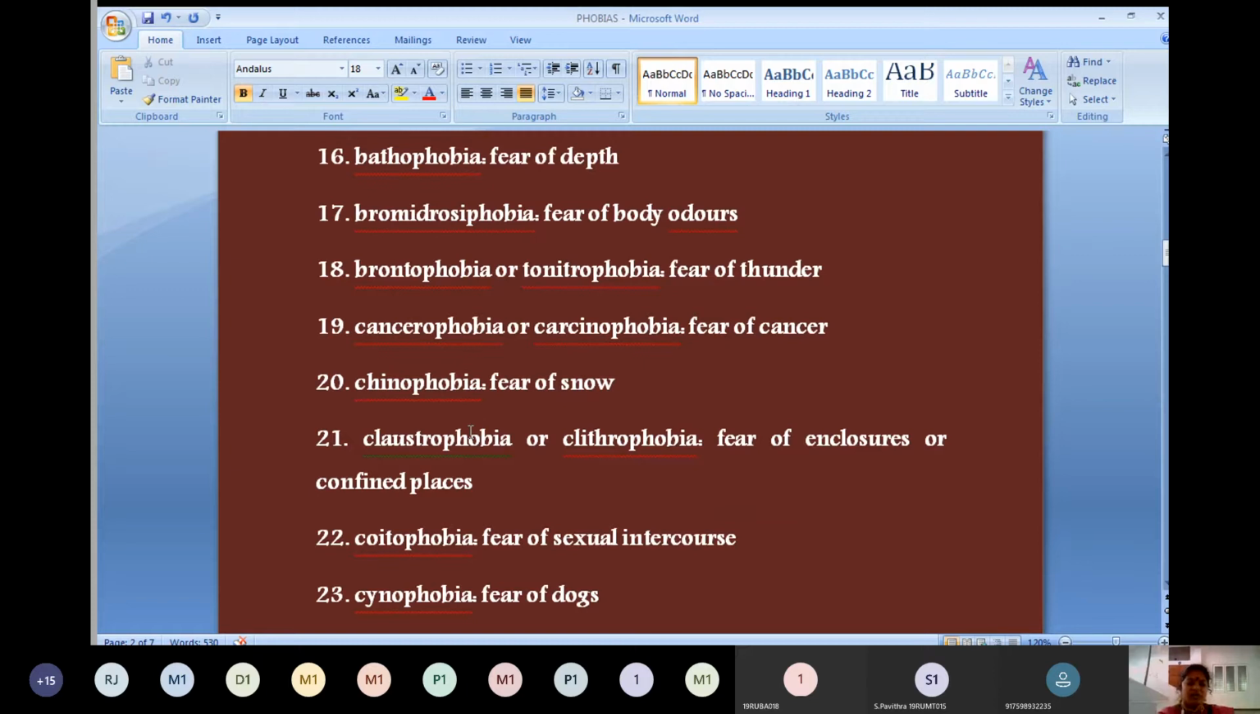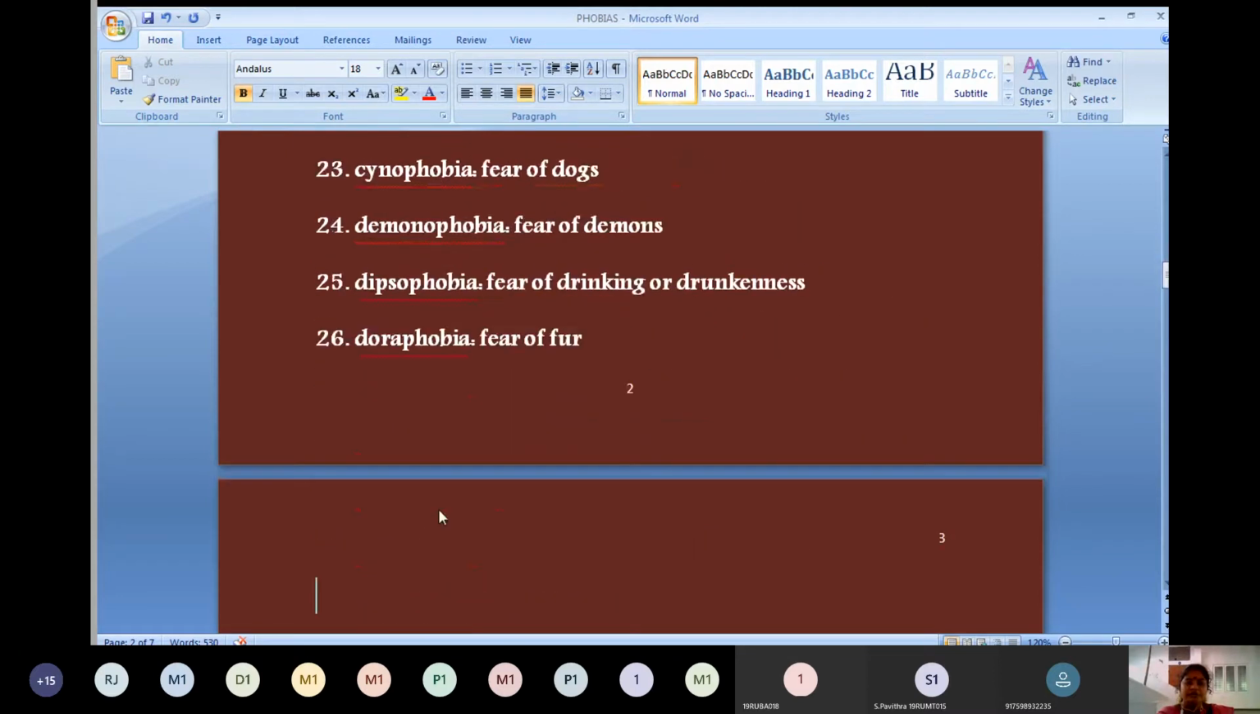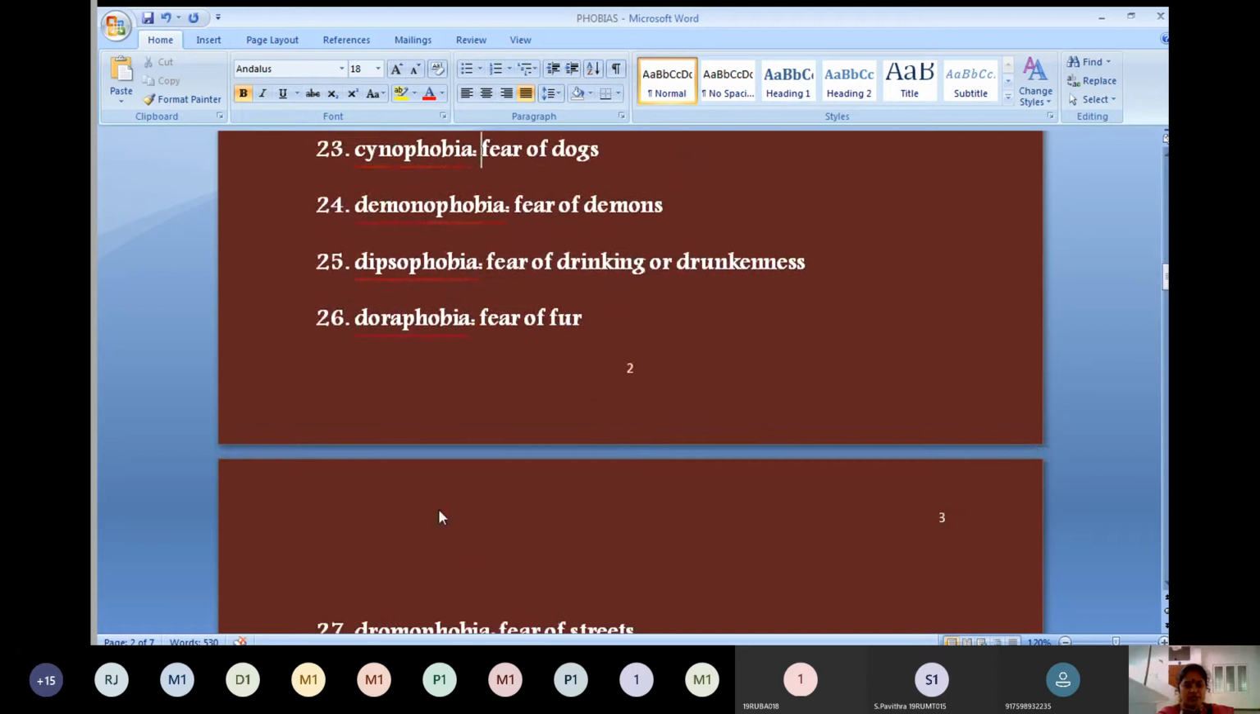Claustrophobia is the fear of enclosures. Coitophobia, fear of sexual intercourse. Then fear of dogs, a cynophobia.